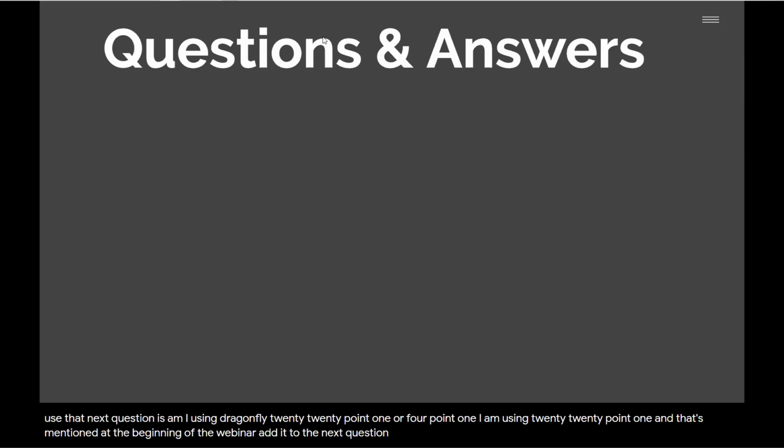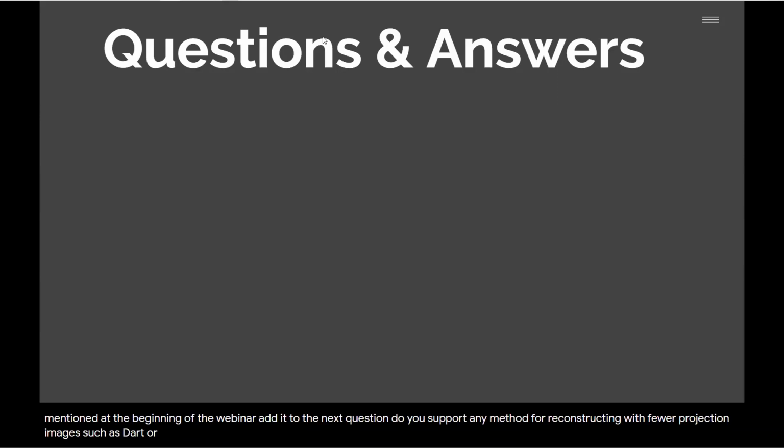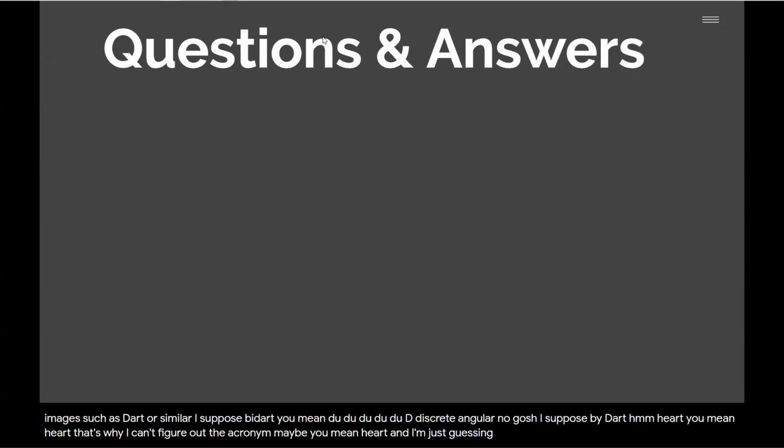The next question, do you support any method for reconstructing with fewer projection images such as DART or similar? I suppose by DART you mean discrete, angular? No. Gosh. I suppose by DART, you mean Hart. That's why I can't figure out the acronym. Maybe you mean Hart, and I'm just guessing here.